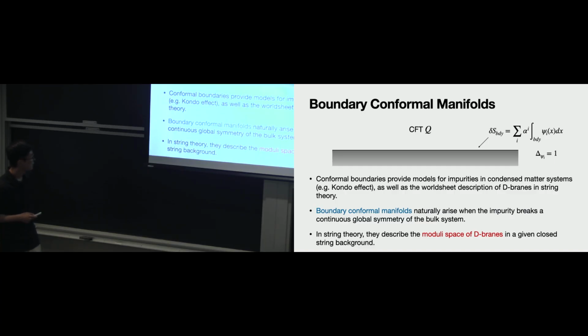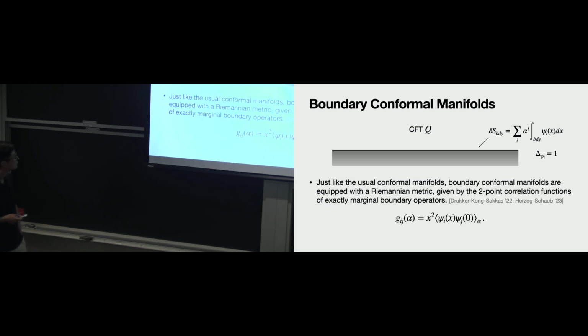And in this context, a conformal manifold of boundary conditions will naturally arise. For instance, when the impurity breaks a continuous global symmetry that's present in the bulk quantum system. In the context of string theory, this boundary conformal manifold will describe the moduli space of D-branes. They hold particular interest. And what do we already know about such boundary conformal manifolds?